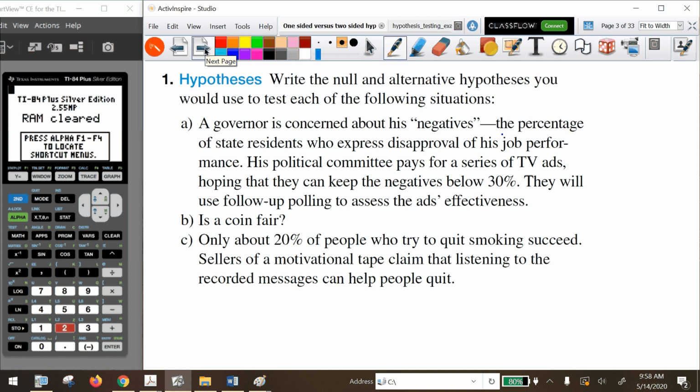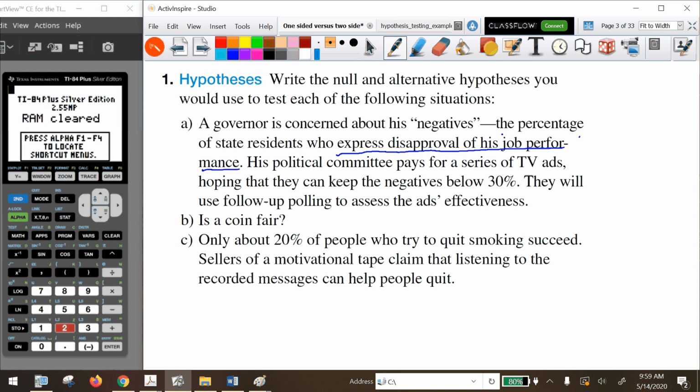All right, write the null and alternative hypotheses you would use to test each of the following situations. A governor is concerned about his negatives, the percentage of state residents who express disapproval of his job performance. His political committee pays for a series of TV ads, hoping that they can keep the negatives below 30%. They will use follow-up polling to assess the ads' effectiveness. So in this one, I would say that p, the proportion, is the proportion of people who express disapproval of his job performance.